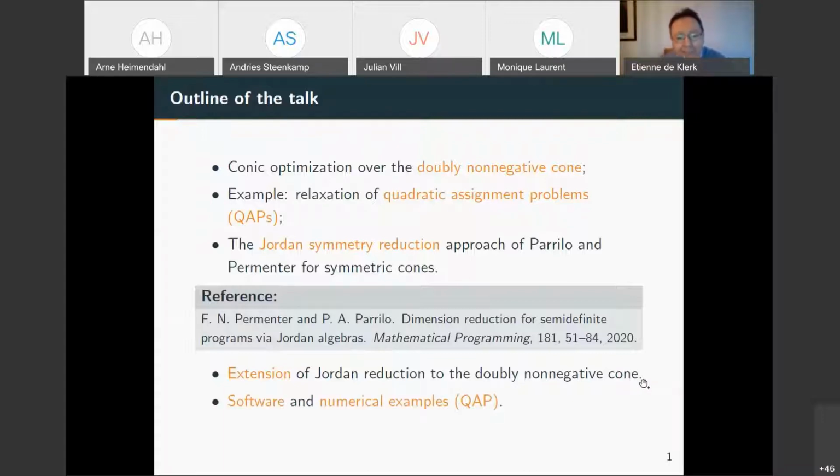Okay, and in particular, Daniel Brosch, my PhD student, actually implemented some Julia software. I would just like to share this with you because perhaps this is useful to you. And then I would just like to show some nice numerical examples of relaxations of quadratic assignment problems that we could solve with this algorithmic framework that Daniel implemented. Okay, so that's the plan for today.